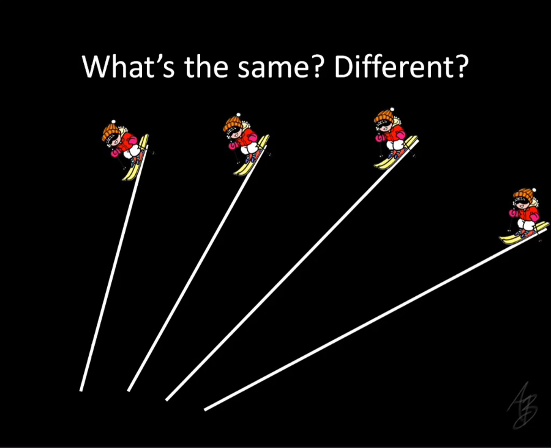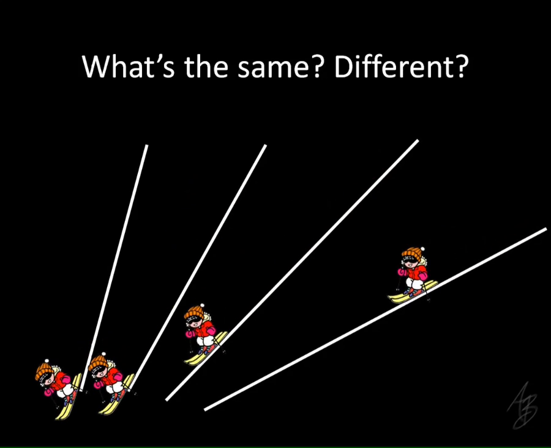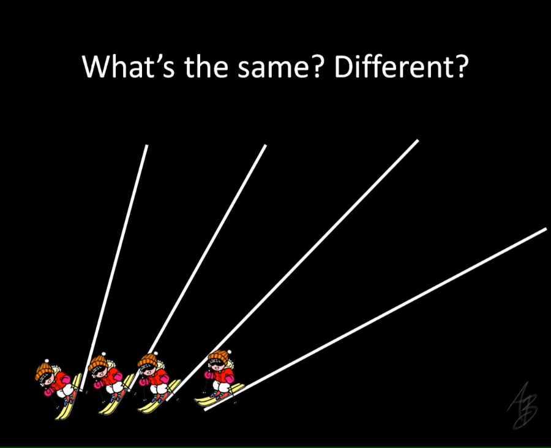How about these? What's the same about all these? They all have a positive slope. Does that mean that when the skiers go, they're going to go up the hill since it's a positive slope? No. They're still going to go down. They're just going down and to the left instead of down and to the right. So they all have a positive slope. What's different about them? The steepnesses are all different again. This is just like the last one, except they're all going in the opposite direction.